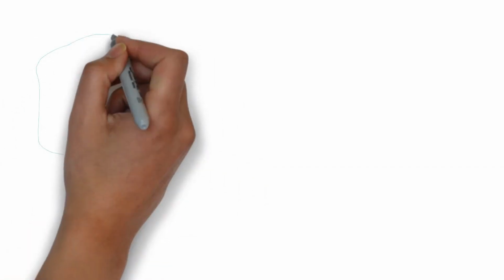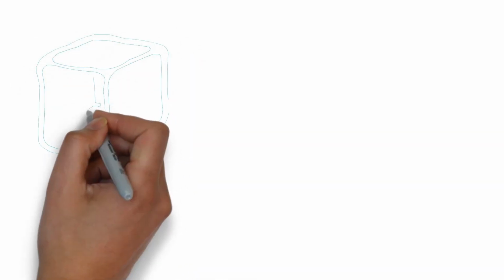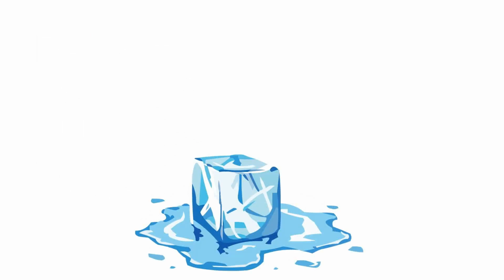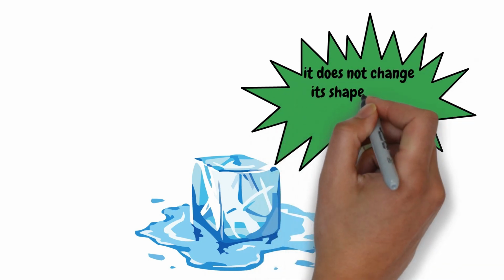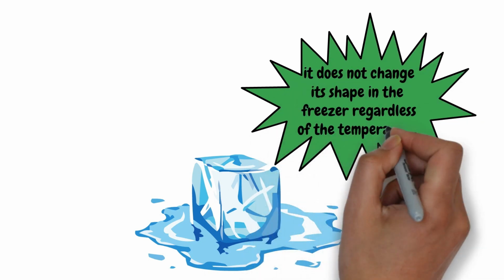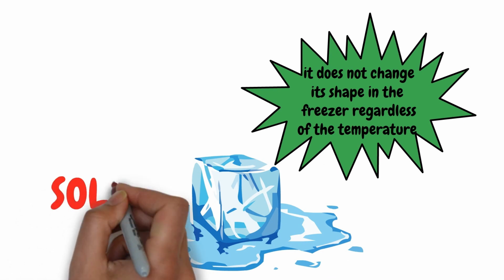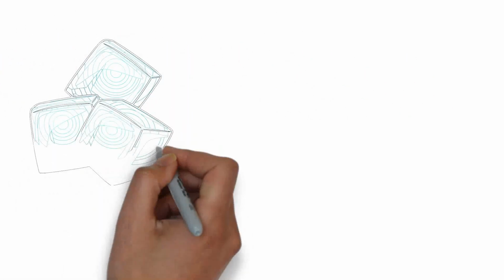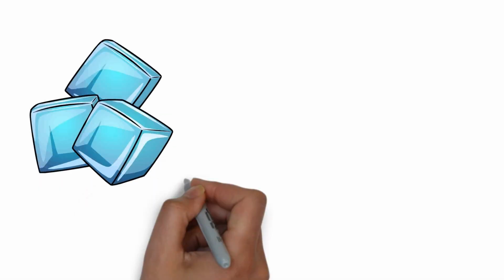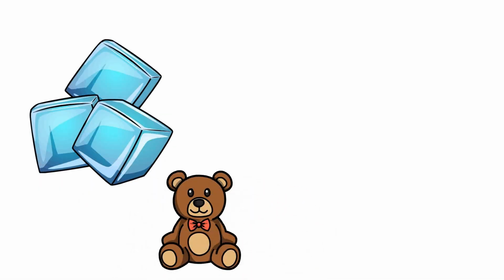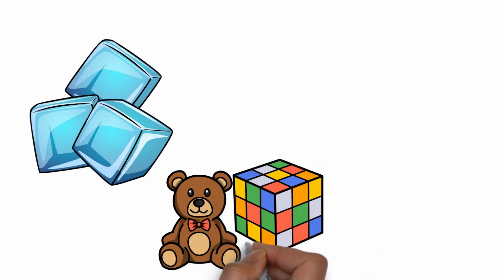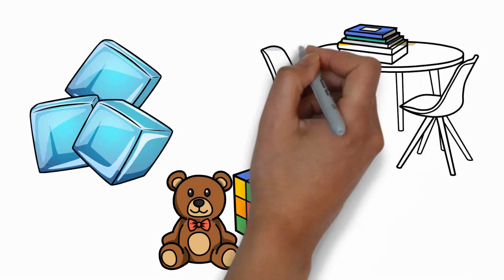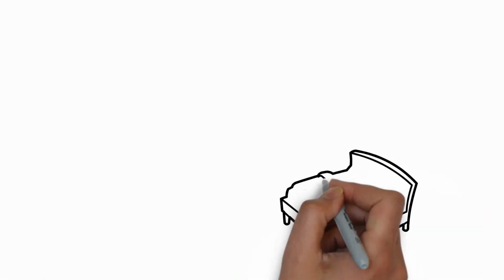An ice cube is an example of a solid. It does not flow or change form unless it melts, and it does not change its shape in the freezer regardless of the temperature. Additional examples of everyday solids include toys, books, and furniture, amongst other things.